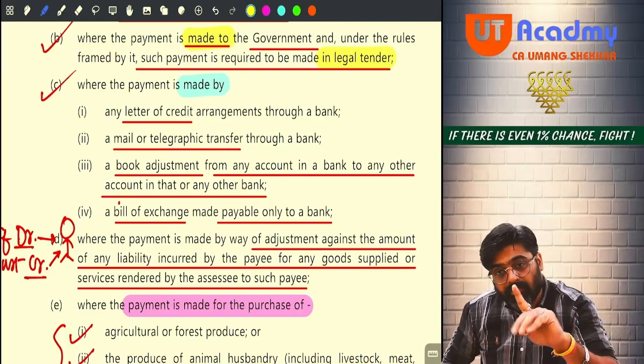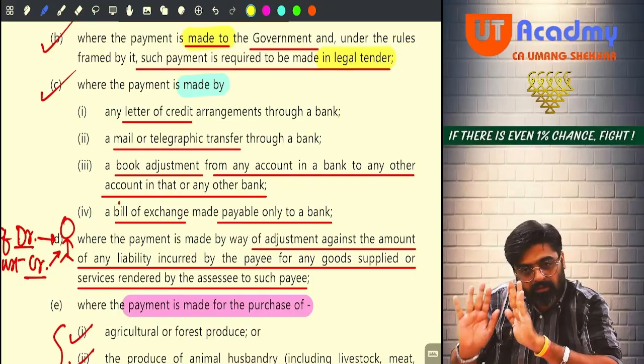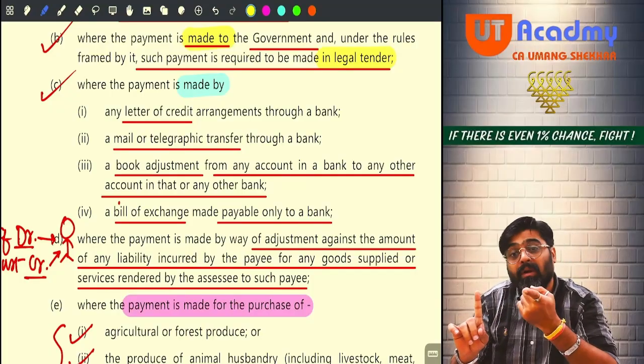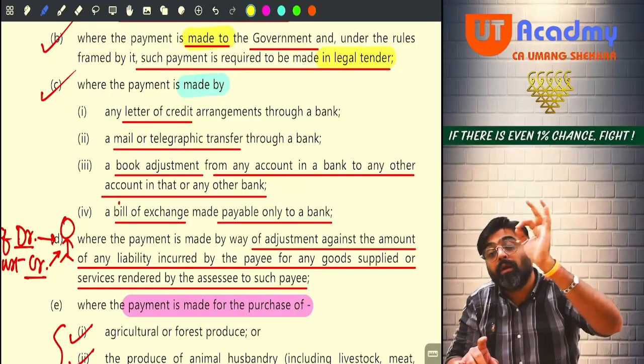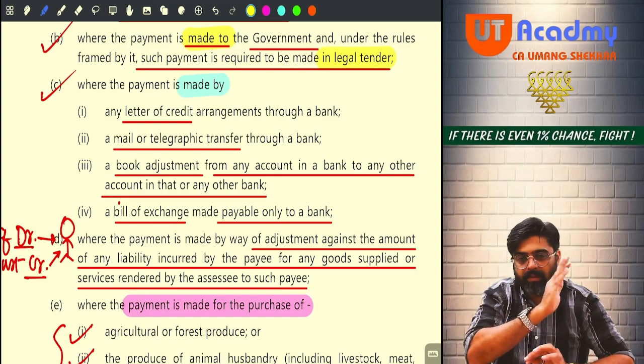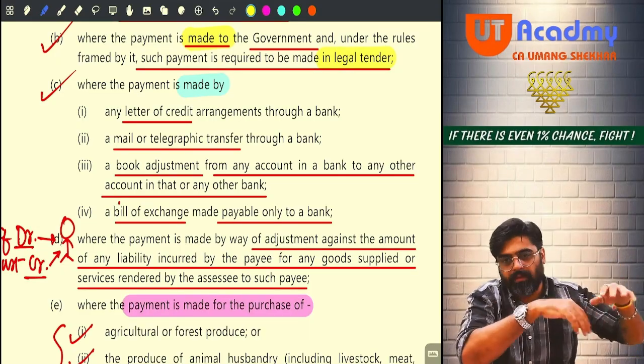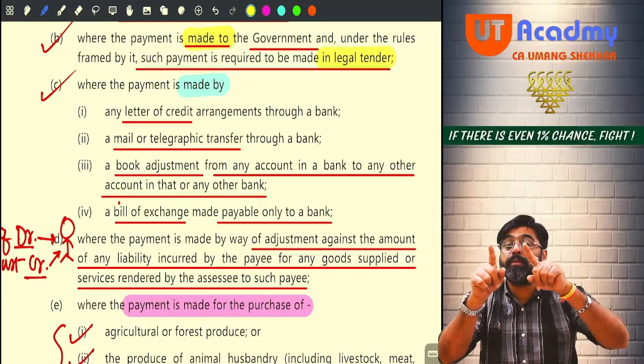Or a telegraphic transfer, through that also you have made the payment. This is also not a prescribed mode, but a mode prescribed in rule 6DD. As per this mode also you can make the payment. Any payment, any amount to anyone. But the mode should be this only.